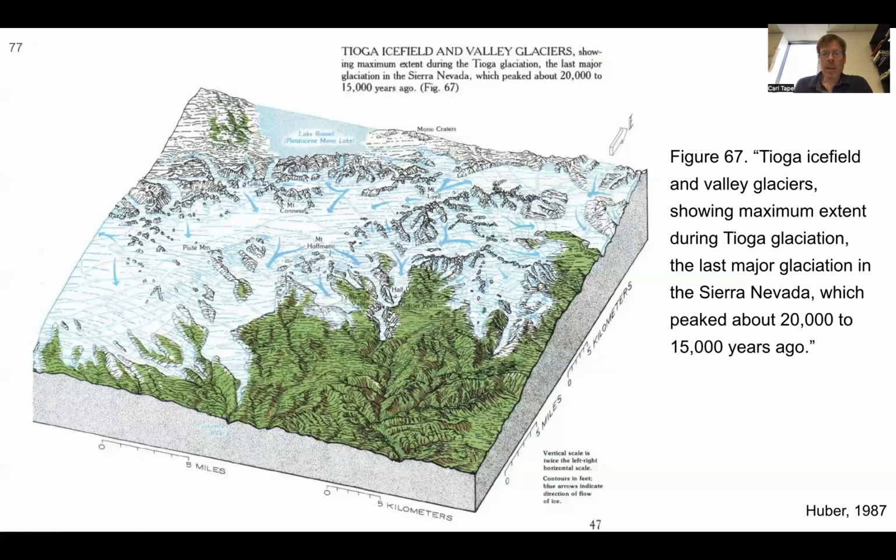And this shows from the 1987 summary book, Tioga Ice Field and Valley Glaciers showing maximum extent during Tioga glaciation, the last major glaciation in the Sierra Nevada, which peaked about 20,000 to 15,000 years ago. And so it shows, this is pointing toward the east here, it shows all this ice that is now gone. So Half Dome, Yosemite Valley, they're shown as having ice filling in all these modern valleys.